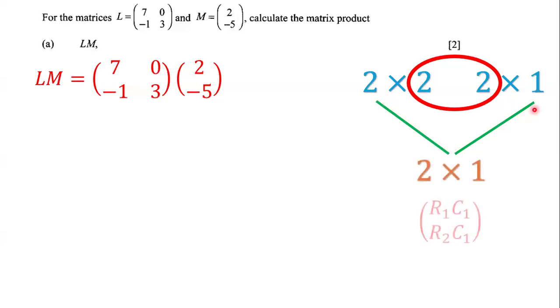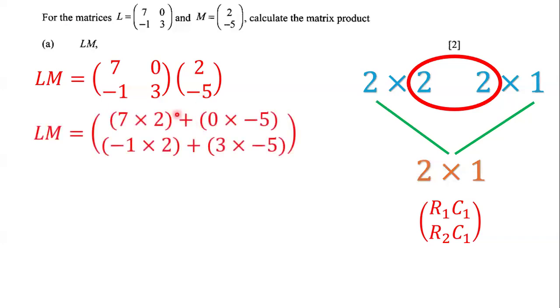A 2 by 1 matrix looks like this, and that's the first entry, row 1, column 1, and the second entry is going to be row 2, column 1. And this is telling us the formula that we're going to use in order to multiply these two matrices. So for this one, we have to go row 1, column 1. So this is row 1, this is column 1.